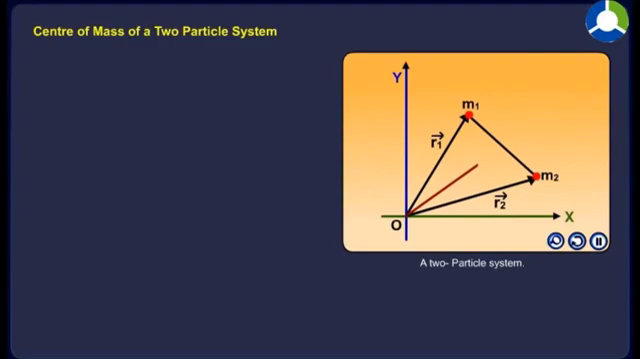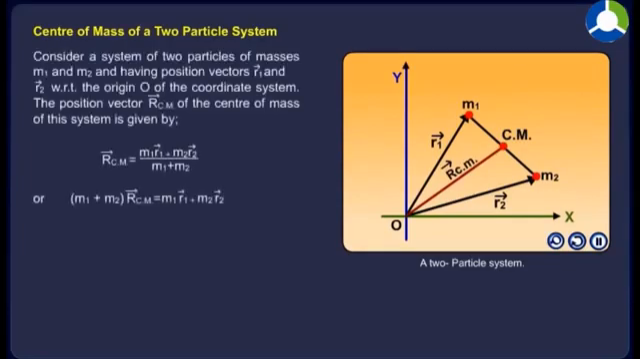Center of mass of a two-particle system. Consider a system of two particles of masses m1 and m2 and having position vectors r1 and r2 with respect to the origin O of the coordinate system.